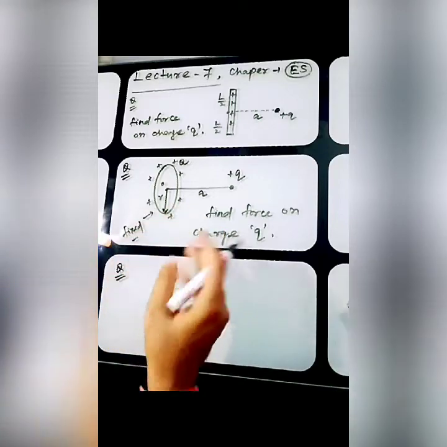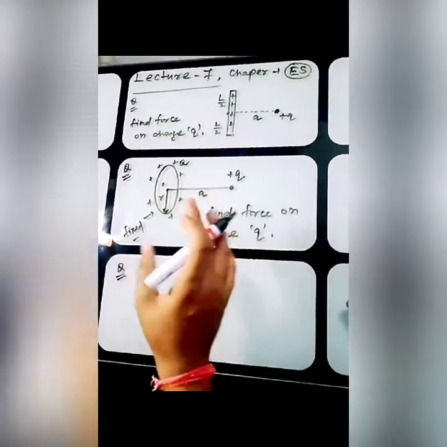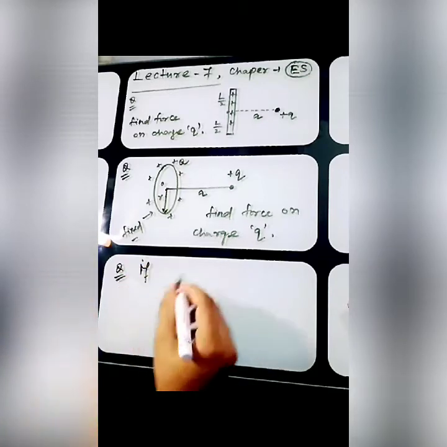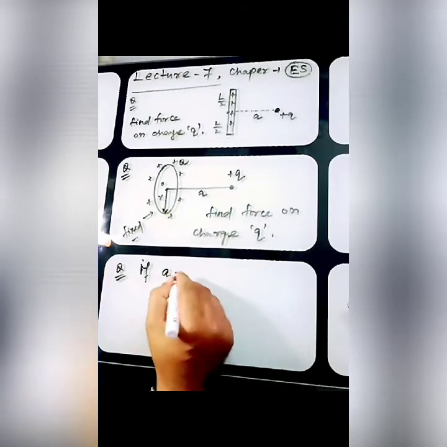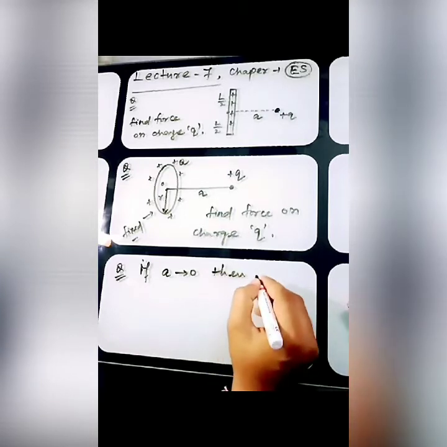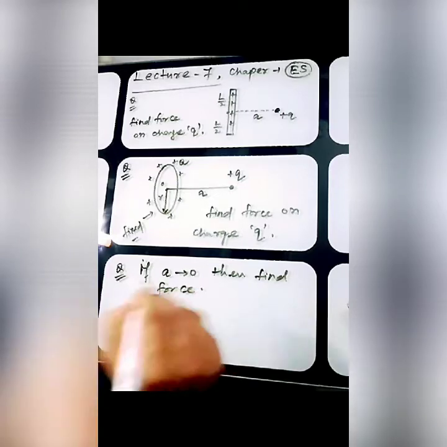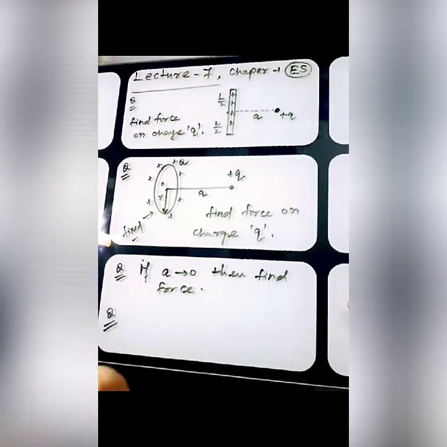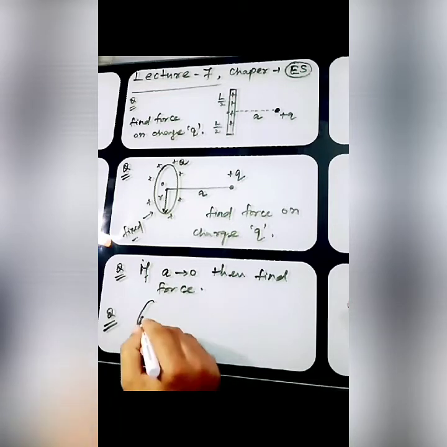Now you will change the question. All the conditions are the same, but you will change one certain condition. What is that? If this charge is placed at the center O, that is, A tends to 0, then find the force. Okay, find the force. Now you can change this question again. In this case, again you are having the ring.